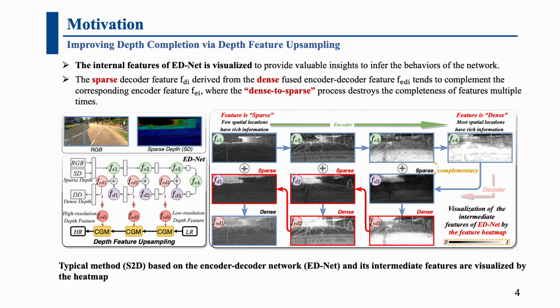The decoder feature tends to complement and enhance the encoder feature by skip connection to make the fused encoder-decoder feature dense, resulting in the decoder feature also exhibiting sparsity. However, EDNET obtains the sparse decoder feature from the dense fused feature at the previous stage, where the dense to sparse process destroys the completeness of features and loses information.